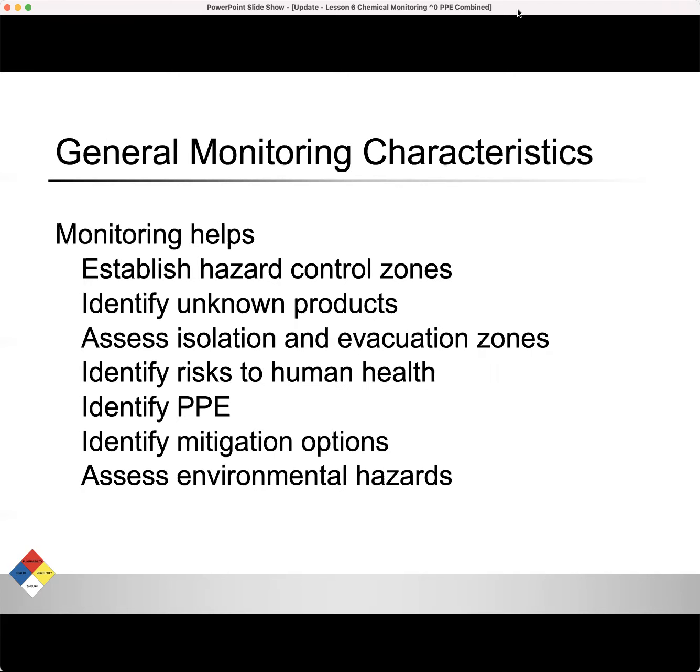Let's talk about some general monitoring characteristics. What does it help us do? It helps establish hazard control zones, identify unknown products, assess isolation and evacuation zones, identify risks to human health, helps identify the PPE we're going to use, helps identify mitigation options, and helps assess environmental hazards. It also helps us know when our decontamination process is complete.